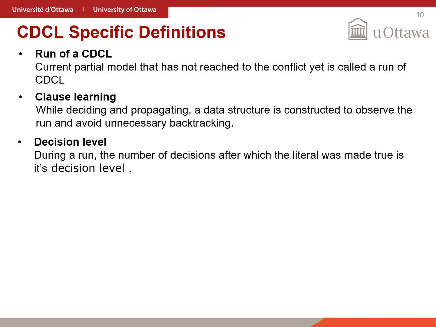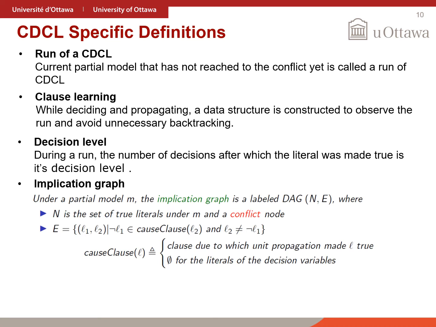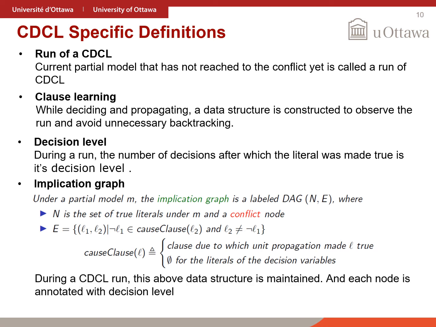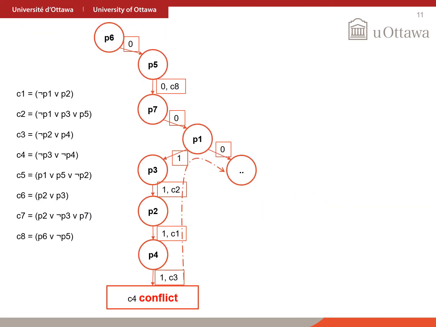During a run, the number of decisions after which a literal was made true is its decision level. There is an implication graph in the form of a DAG, where nodes are true literals and conflict nodes, and there will be an edge between two literals L1 and L2 if L2 is caused by unit propagation due to the decision made in L1. During a CDCL run, the above data structure is maintained and each node is annotated with its decision level.